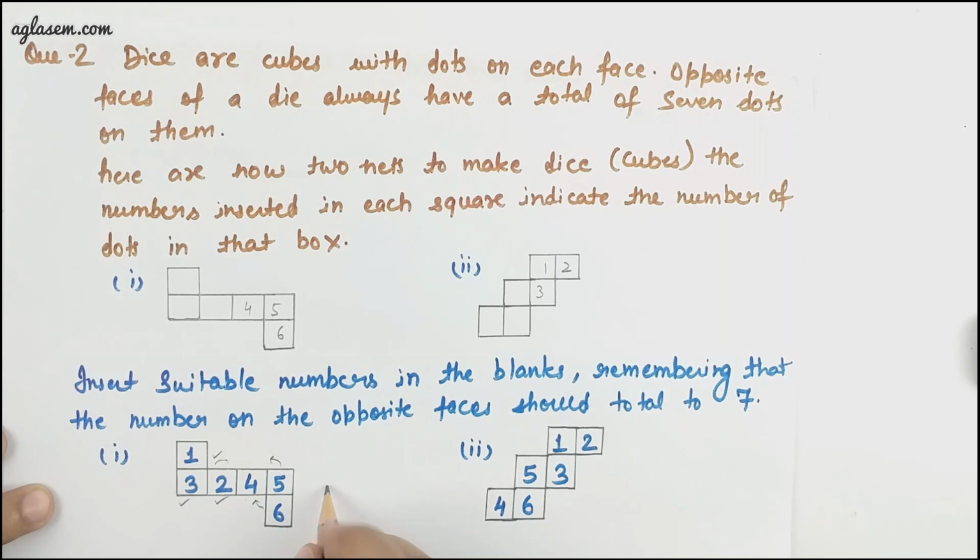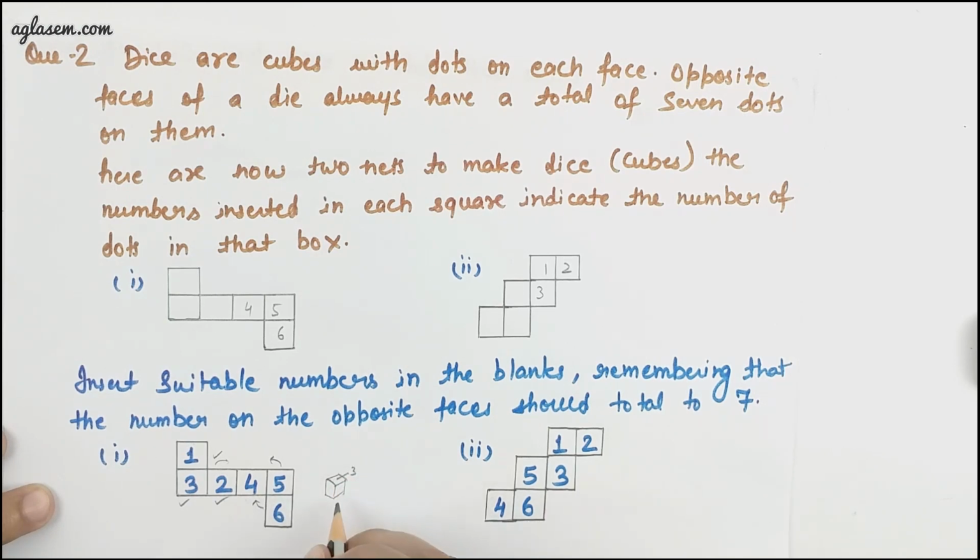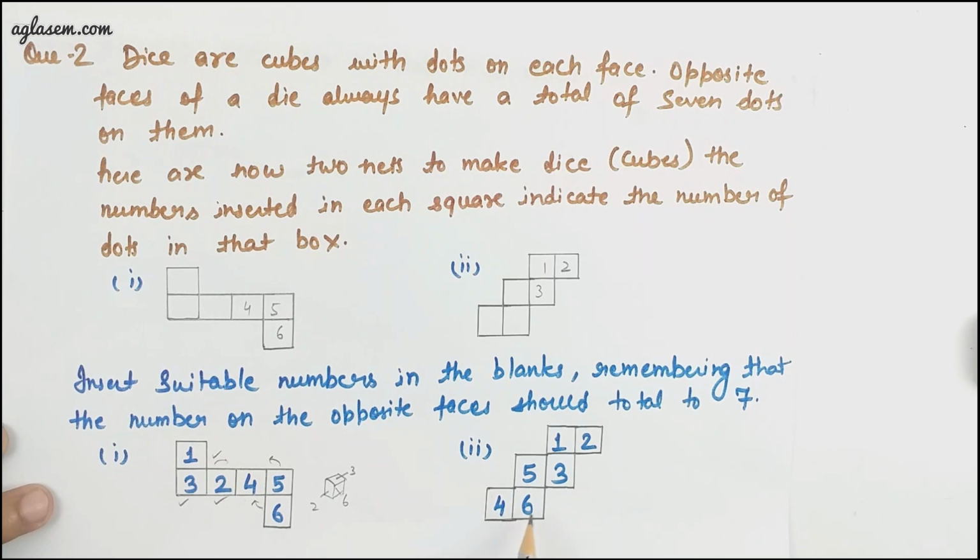How will it look like? I'll just give you a brief idea. So it will be somewhat like this: this will be number 3, this will be number 6, and this will be number 2. So you can check the other numbers will be on the opposite side. Now here it will be 1, 2, 5, 3, 4, 6.